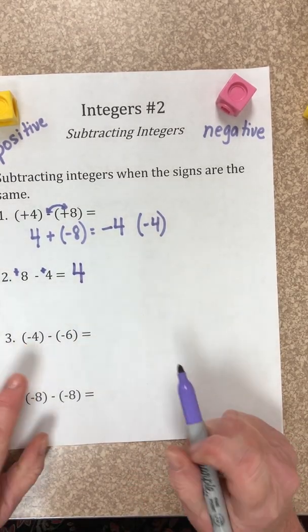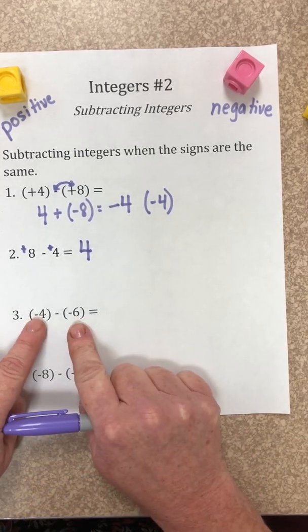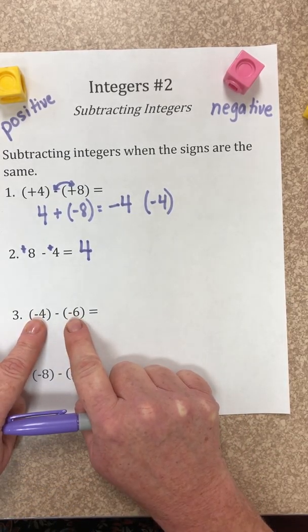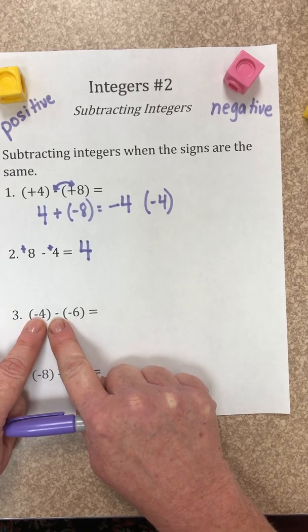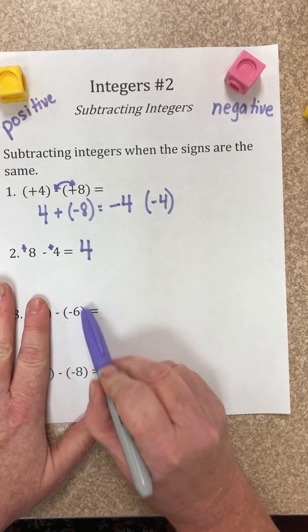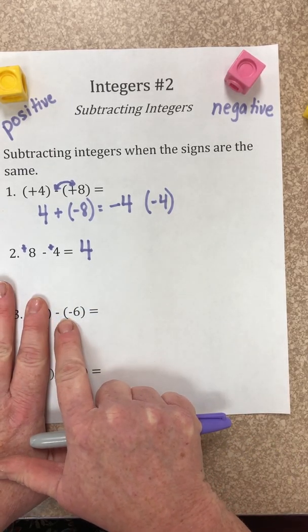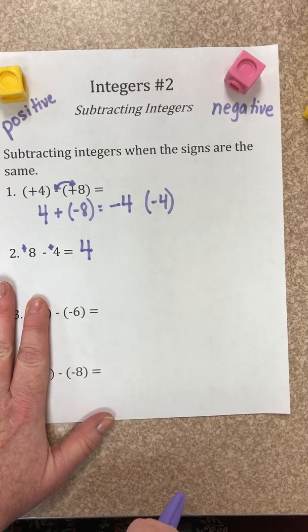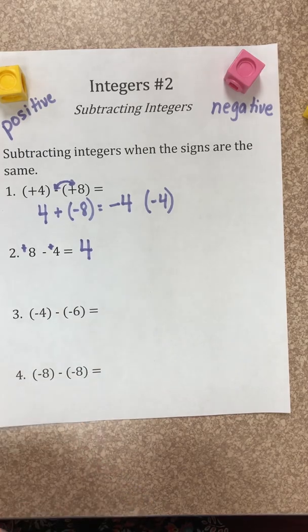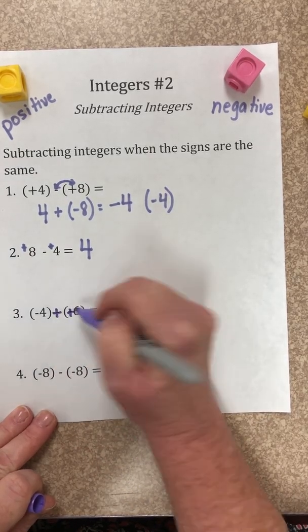Okay, now let's look at this example. The signs are the same. This is a negative 4. This is a negative 6. So they're both negative. Signs are the same, but we're subtracting. So here's where I recommend that you think about reading just this part correctly. Opposite of negative 6. Think about that for a second. What is the opposite of a negative 6? Well, that's a positive 6. So a little trick is to make these little plus signs instead.